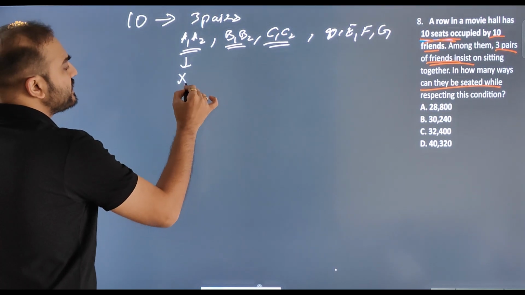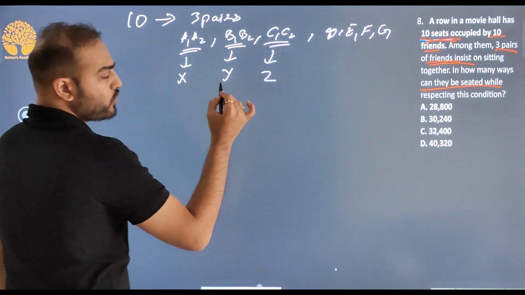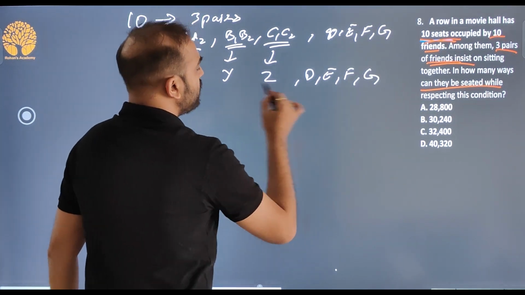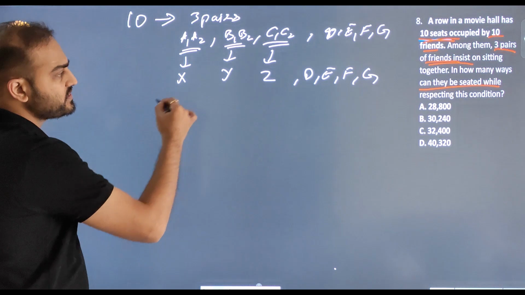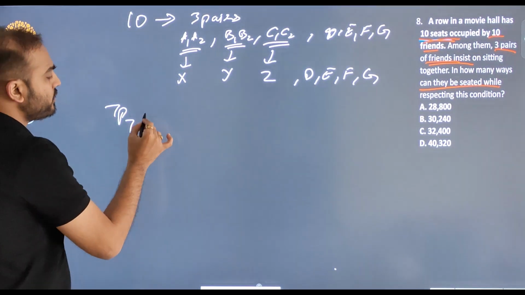Combine them into one, that's X. Combine them into one, that's Y. Combine them into one, that's Z. You still have D, E, F, G. So I have a total of 7 people or 7 units left. I want to arrange all of them, so that's 7P7.